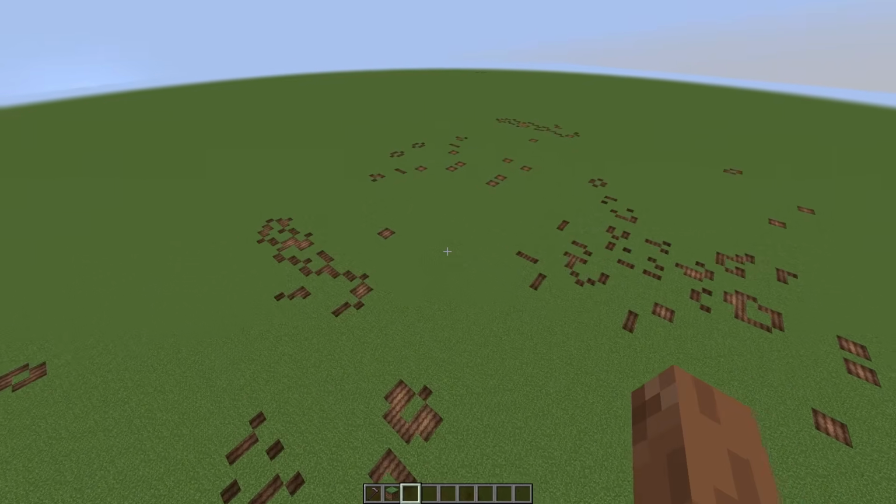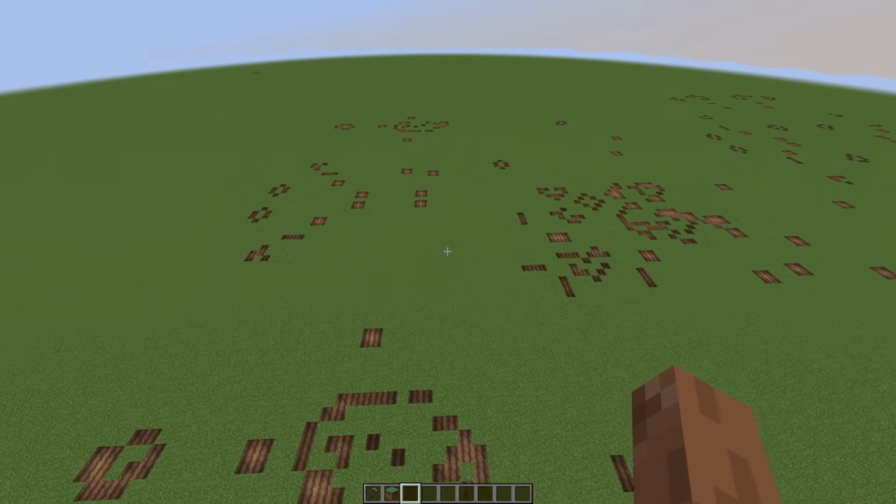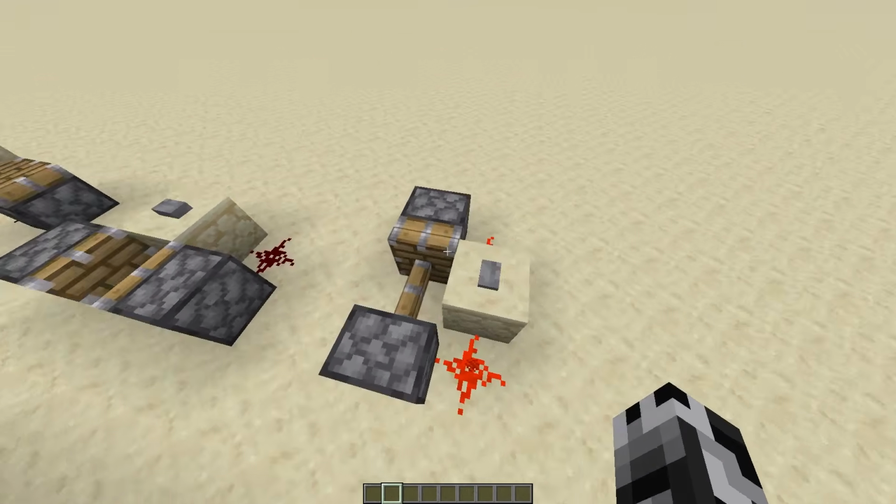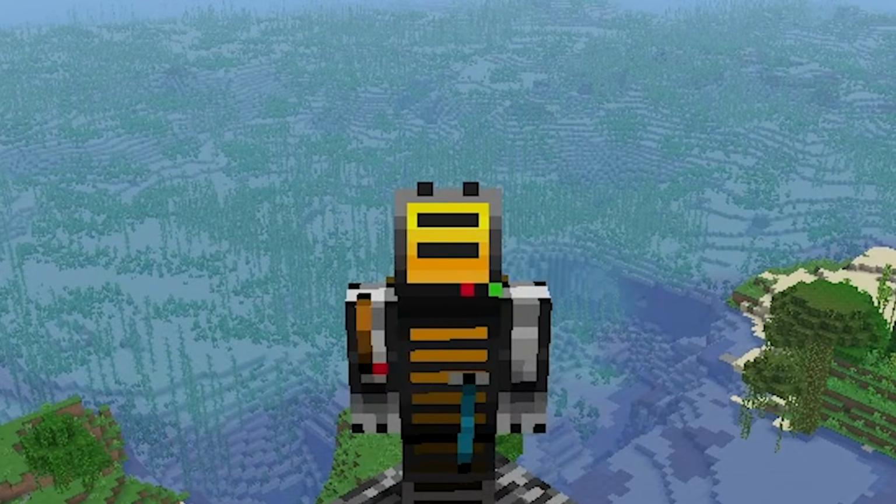Using MCP, I injected Conway's Game of Life directly into Minecraft source code. Doing this wasn't easy and required me to work around a lot of Minecraft's built-in systems. Today, I'm going to show you how to do it.